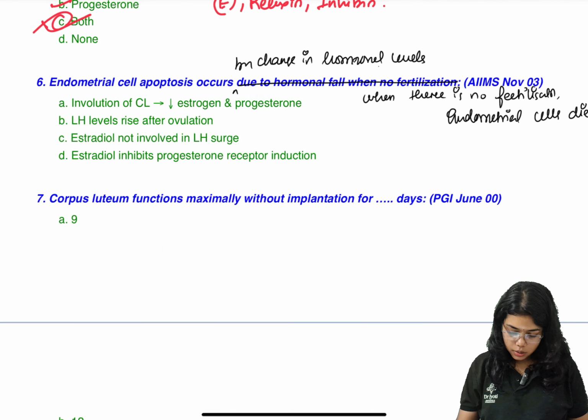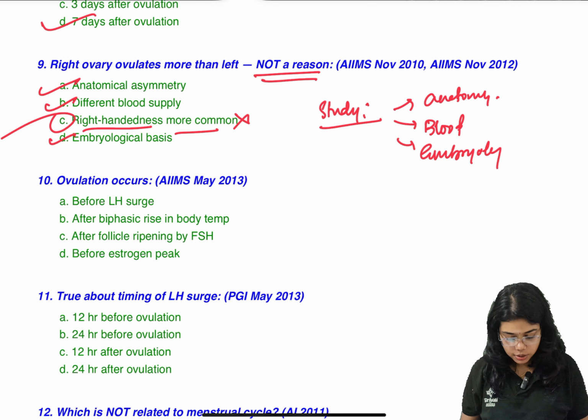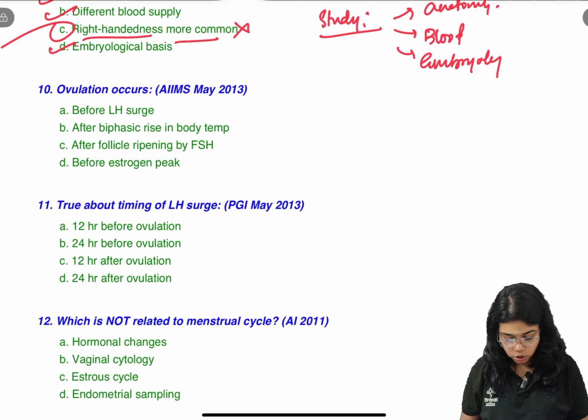I've told you just now that the right ovary ovulates more than the left, which is not a reason. This one is a study: that affects both, anatomy is involved, blood supply is involved, and embryology is involved. Right-handedness is not involved. So the answer is option C, that is right-handedness is more common. That is not a reason.